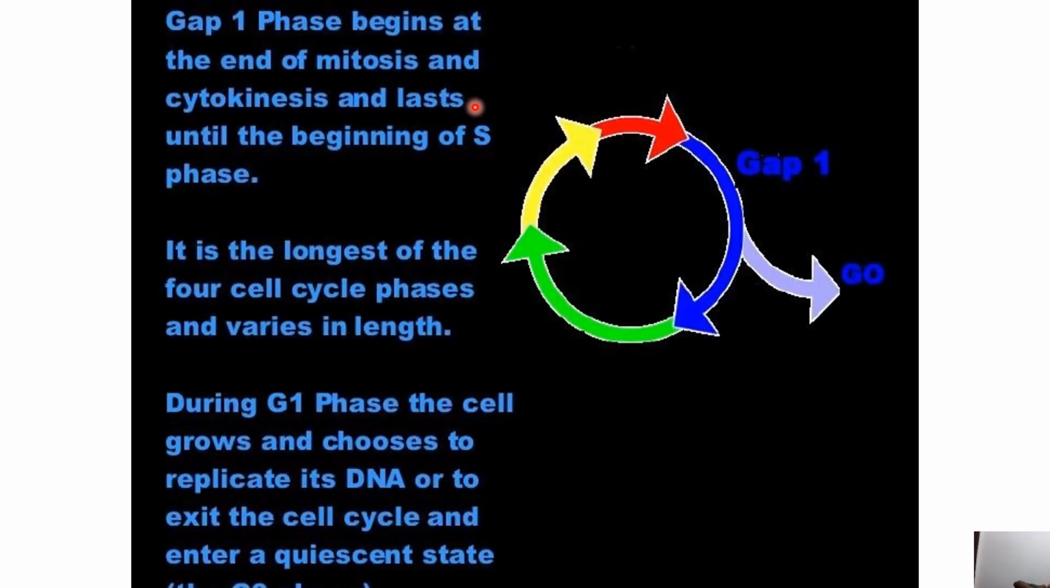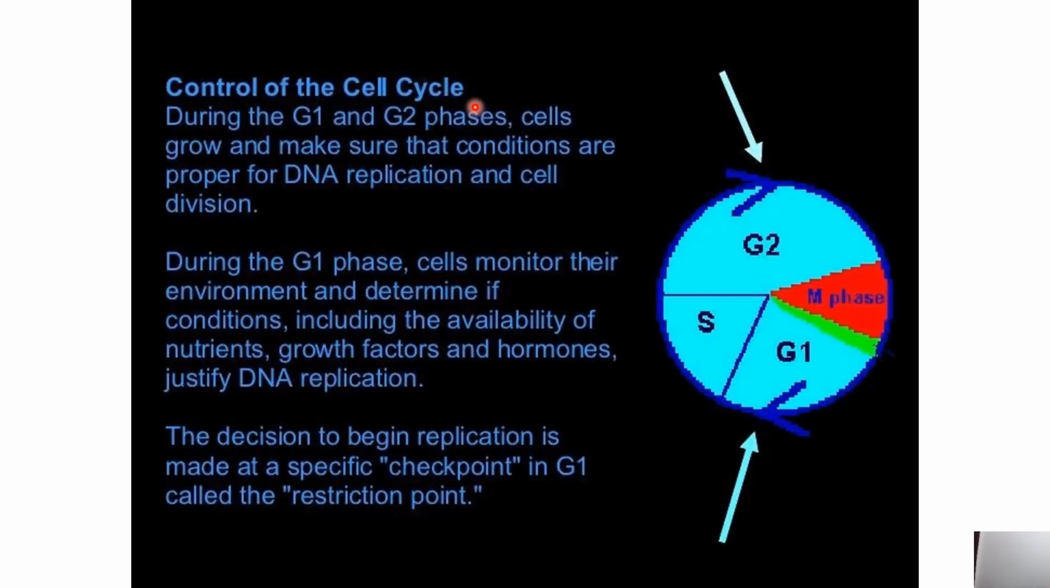The gap 1 phase begins at the end of mitosis and cytokinesis and lasts until the beginning of S phase. It is the longest cell cycle phase and varies in length. In the G1 phase, the cell grows and chooses to replicate its DNA or to exit the cell cycle and enter a quiescent state. During the G1 and G2 phases, cells grow and make sure that conditions are proper for DNA replication and their division.